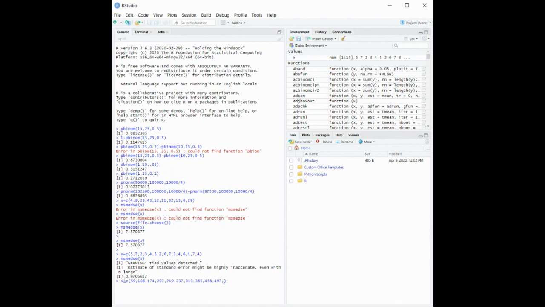187, 515, 529, 529, 557, 615, 625, 645, 973, 1065, and the last one, 32. Okay, a lot of values. Okay, so we have all those stored there.